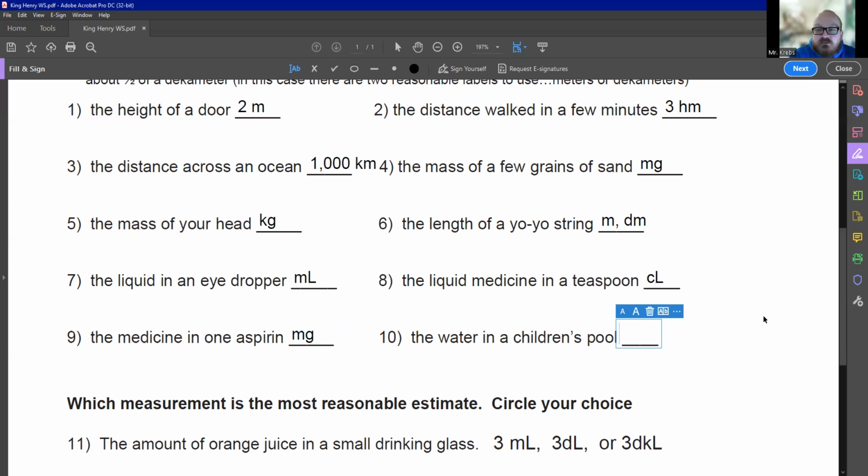The amount of water in a children's pool. Again, we're talking about something in liters, but we're not just going to say a liter, because a liter is like a smaller soda bottle. It's going to take a lot of those to fill up a kiddie pool. So maybe we go a little bit bigger, specifically talking about a deciliter, maybe even a hectoliter, depending on the size of the kiddie pool.